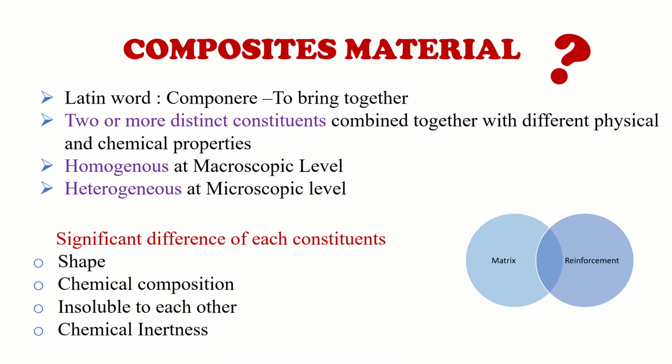Okay, so what is the significant difference between each constituent and how is it different, whether it is based on its shape, chemical composition, or insoluble nature? They should not dissolve in each other. What it means is, when they start to dissolve in each other, they start to react and form another material, so there will be a chemical reaction, with advantages and disadvantages. So the two materials should not chemically react; they should be insoluble in nature, and they should also be chemically inert. They should not react with any chemical.